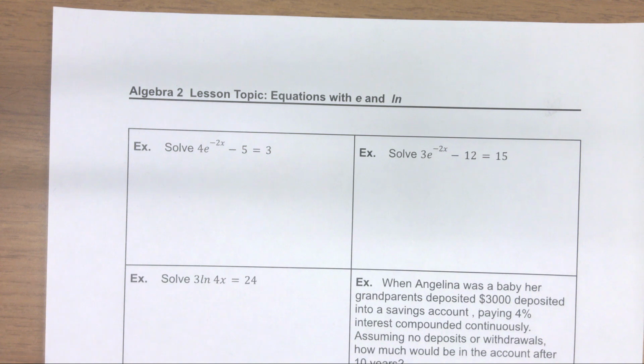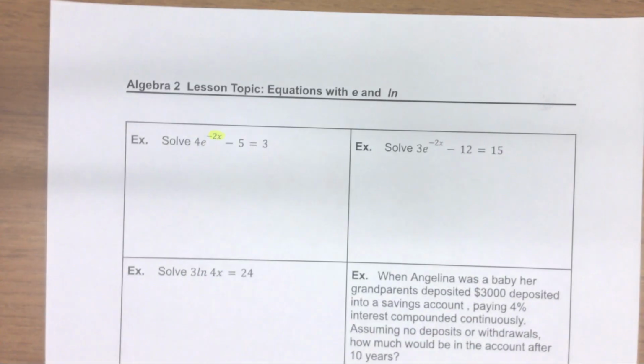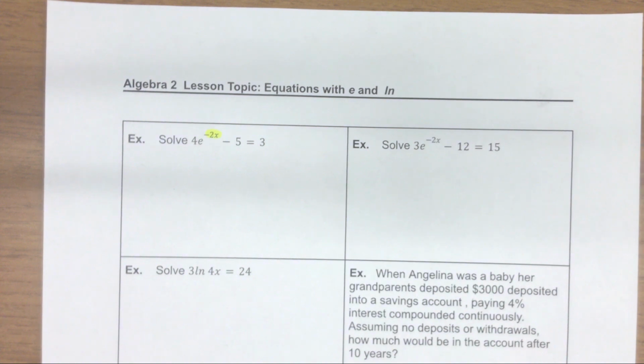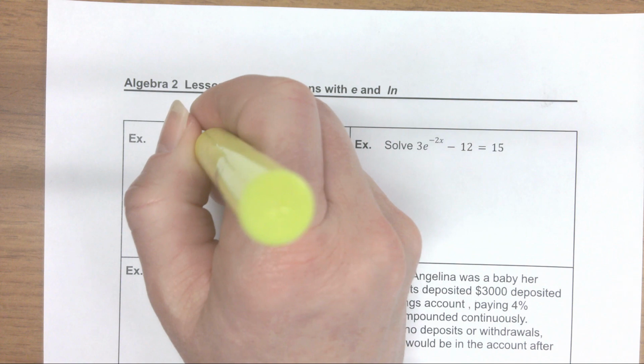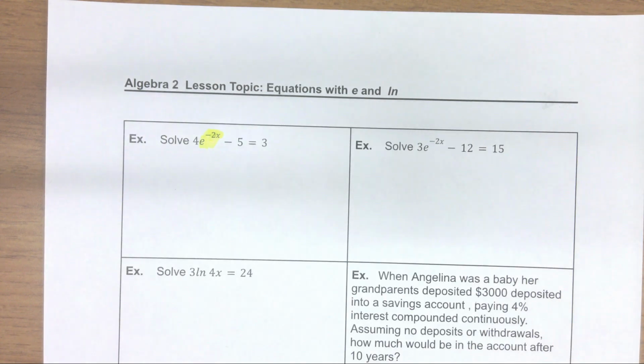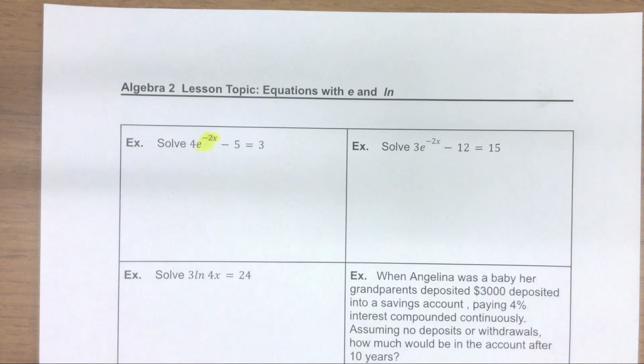The first thing we're going to want to do is notice that I have this x in the exponent, and yes, I'm going to want to bring it down, and yes, I'm going to want to do that with natural log. However, I need to isolate. It has to just be e to something before I get to that step where I take the natural log.